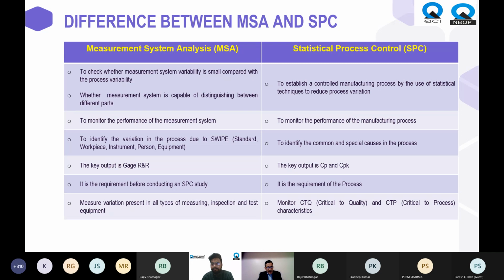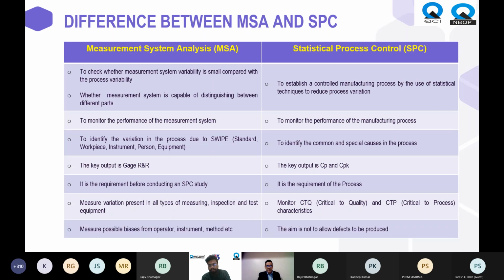In MSA, we look at major variation present in all types of measuring instruments and test equipment. So my measuring instruments, my gauges, my inspection method, in-process method, my outgoing inspection, all those things are part of my MSA. Whereas my SPC talks about my critical to quality. Critical to quality means all those parameters which are important to the customer. All those things will be captured here. In MSA, there is major possible bias from operator, instrument, method. Once we are done with MSA, we would be able to know whether we have to give training to my operator, whether I have to do calibration and all those things. That will fall in the MSA.